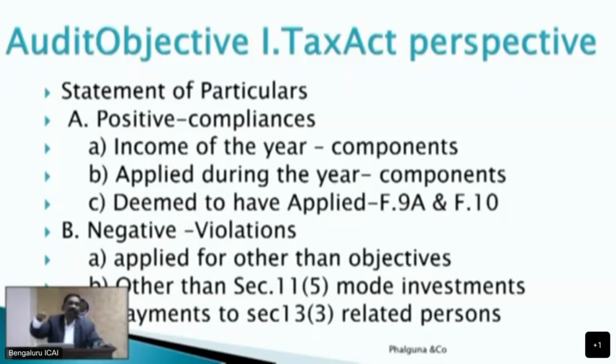Out of the 10 lakhs also, what is the limit, taxable or not taxable? 5% of the total receipts of donations, so 5 lakhs is exempt. Then the other 5 lakhs will become taxable at 30%. Like that, you should apply 115BBC. What is exempt, what is taxable? Be clear. So these positive conditions and negative conditions are enumerated in 10B or 10BB.